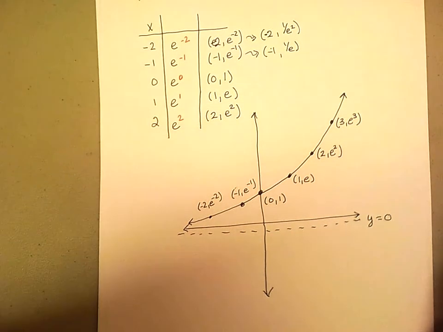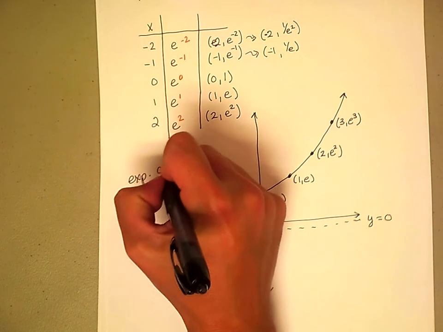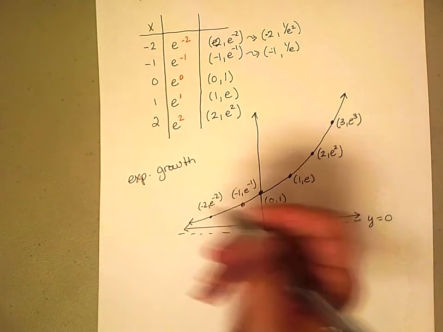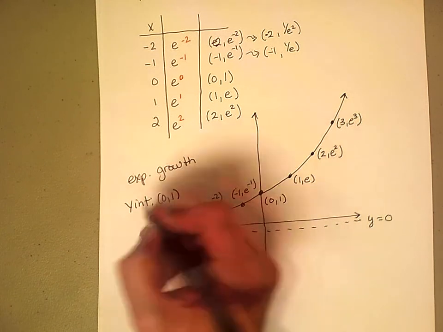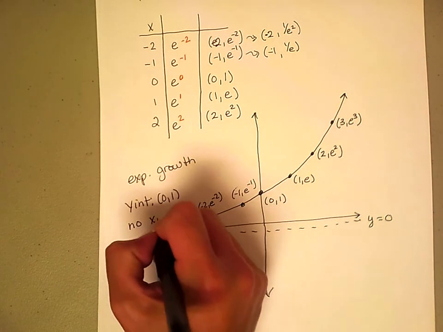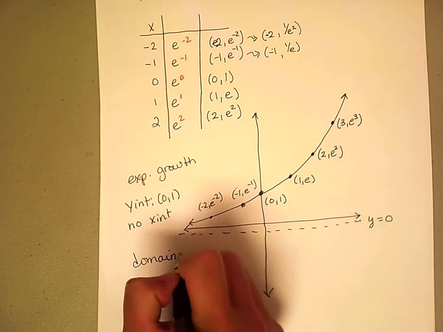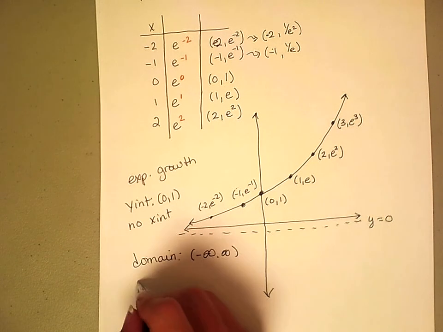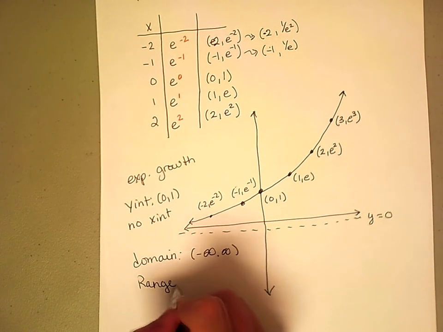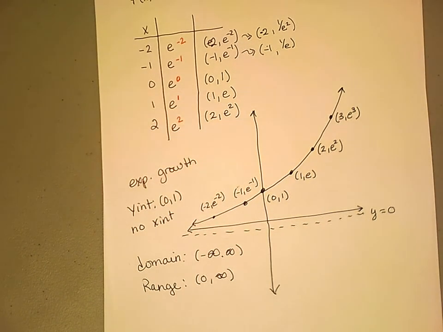It has a horizontal asymptote at y equals 0. It represents exponential growth. We have a y-intercept of (0, 1). There are no x-intercepts. The domain is all real numbers. And the range goes from 0 to infinity.